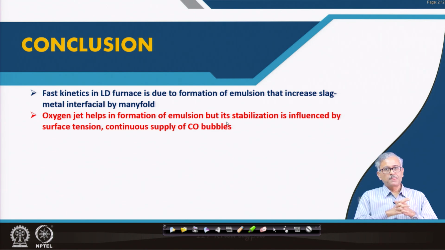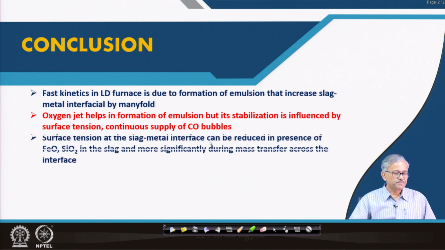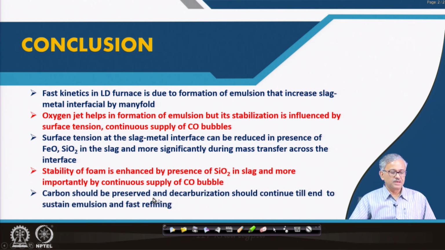In case of the slag metal interface, the surface tension decreases significantly during refining. That is the welcome thing. And another thing is that if you have SiO2 and FeO, that also helps in emulsifying the metal in slag. And in case of the foam, it is the continuous supply of the CO bubbles that is important. Although the SiO2 in the slag stabilizes the emulsion, if you want to have a very stable emulsion all the time, you should have a continuous supply of CO gas bubbles. That is very important. And surface tension at the slag metal interface can be reduced. That is the most important thing.